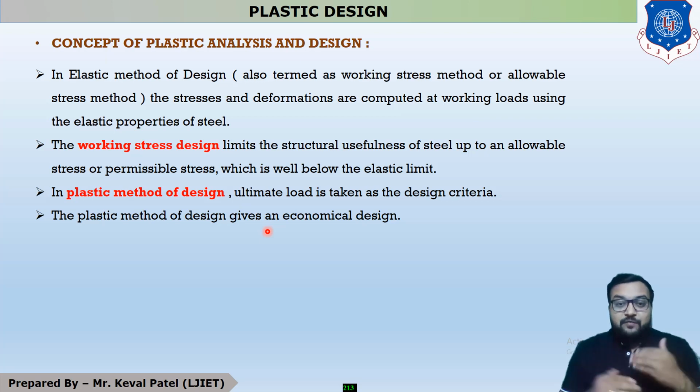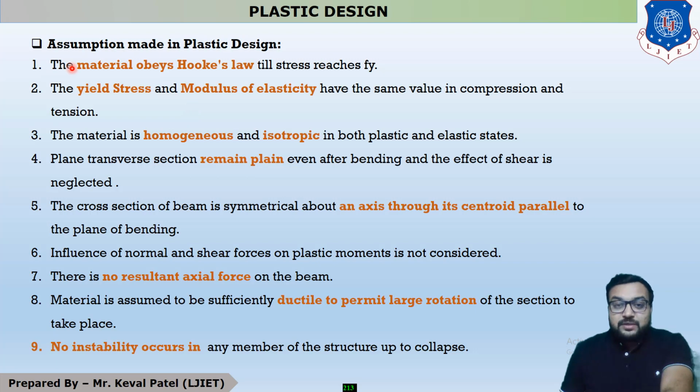Whenever you have to design by the plastic method, what is the criteria for your material which allows your building to be designed in the plastic limit? These are the assumptions which you have to make. So your first assumption is the material. Your material, whether it is a steel beam or steel column, obeys, which means follows, Hooke's law.